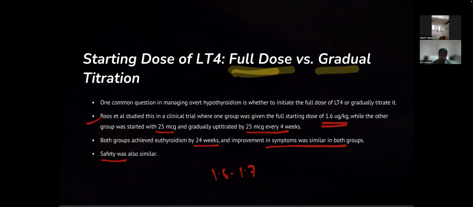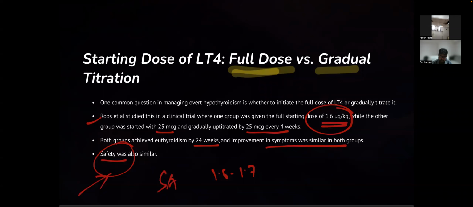every 4 weeks, you can directly start the patient on the full therapeutic dose of 1.6 microgram per kg because the safety is similar. So why call the patient every 4 weeks and keep increasing the dose? Instead of that, you can directly start the patient on a full therapeutic dose of 1.6 microgram per kg, right? So this is a theory, but of course, you can start with a lower dose and gradually up-titrate. You can do either. The clinical result in both situations is the same, right?